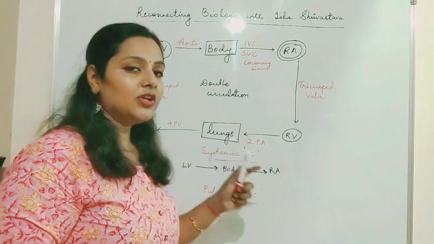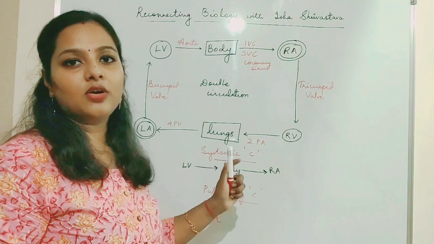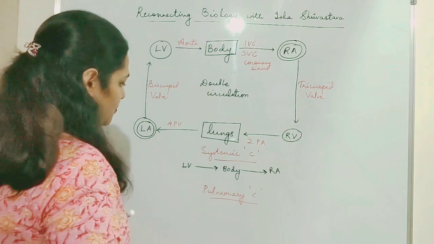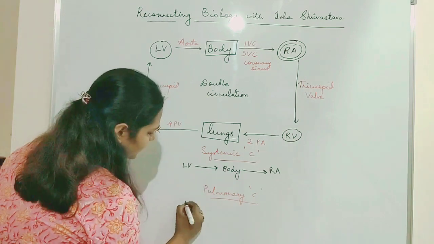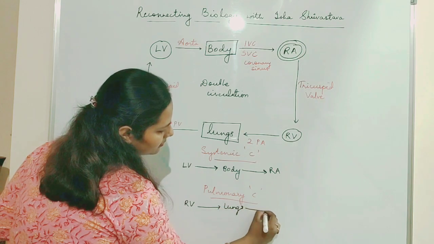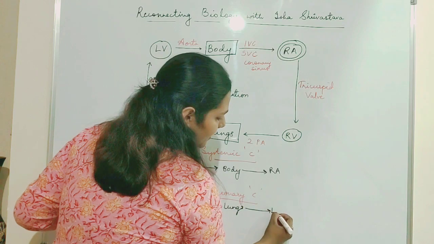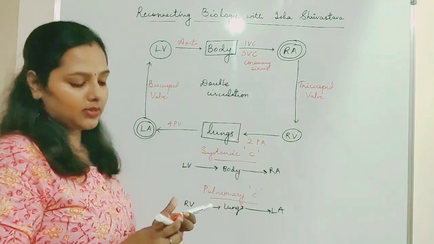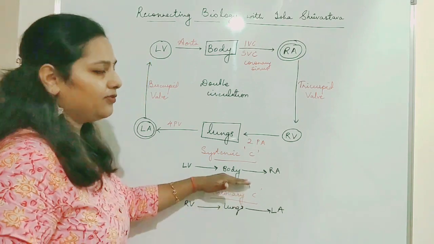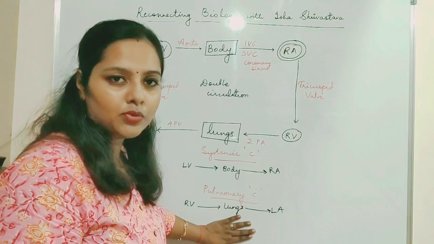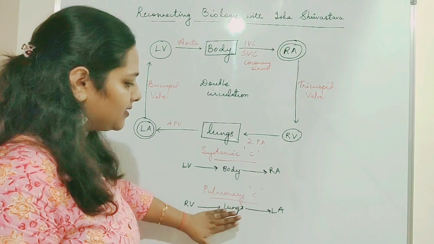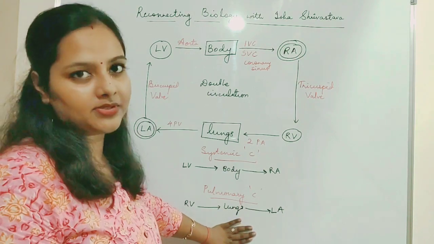So the circulation of blood which involves the passage of blood through the lungs is called the pulmonary circulation, which means the blood that flows from the right ventricle to the lungs and from the lungs back to the left atria. This part is known as the pulmonary circulation. So there are two parts. One involves the blood flow through the body and another involves the blood flow through the lungs. When it passes through the body, it is called the systemic circulation, and when it passes through the lungs, it is called the pulmonary circulation.